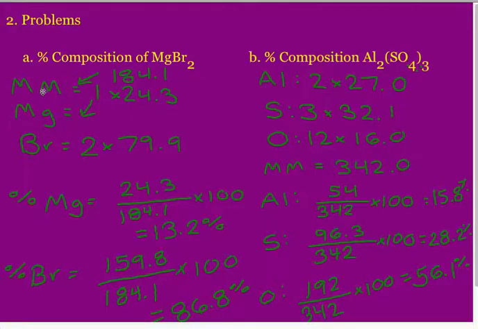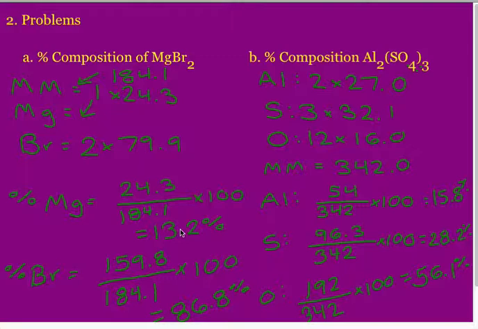The first thing I did is go to my periodic table and look up the molar mass of magnesium bromide: 1 magnesium and 2 bromides. Magnesium has 1 of it times 24.3, and bromine, there are 2 of them at 79.9. Then I did the percent of each individual one. For magnesium, the part is 24.3, divided by my whole, the molar mass, times 100. So only 13.2% of this compound is magnesium.